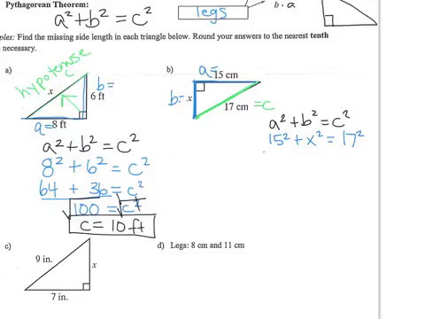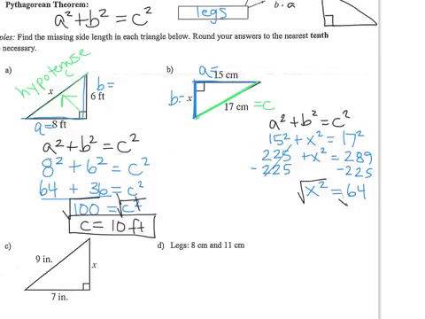And now I'm going to simplify. 225 plus x squared equals 289. Because 15 squared is 225, 17 squared is 289. So to solve for x squared, you subtract 225 from each side. So x squared equals 64. So to get x by itself, you take the square root. So x equals 8, and my units are centimeters.